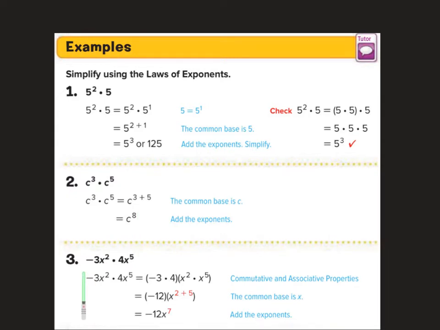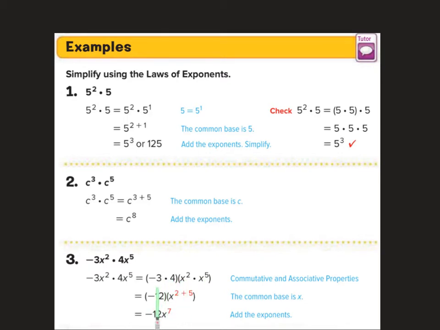Now we've got a little more complex problem. We've got negative 3x squared times 4x to the 5th. So what we have to do is use the commutative and associative properties to separate out our values. So we're going to take our whole numbers. Here we've got negative 3 and positive 4. We're going to group them in parentheses, negative 3 times 4. And then we're going to take our exponents, x squared and x to the 5th. Our like base is x, so we can multiply x squared times x to the 5th.